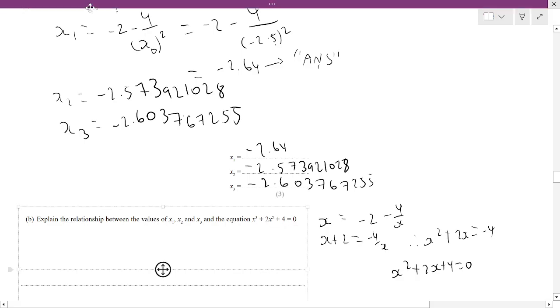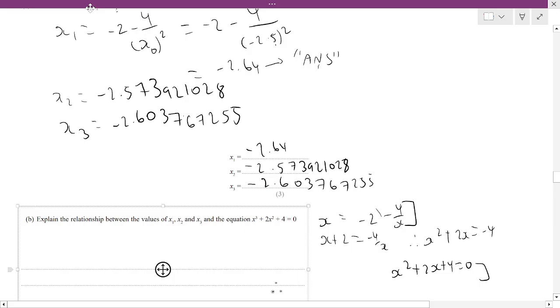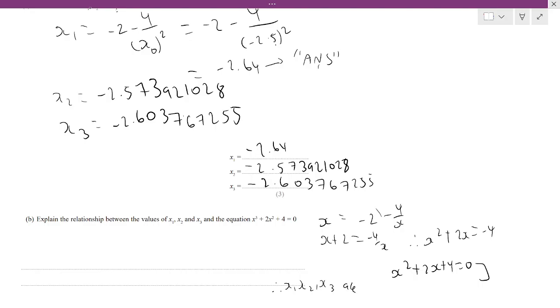So therefore, what this iteration is doing is showing a root, a solution to this equation here. But because this equation is the same as this, because we've just rearranged it, the solution to this is going to be the solution to this cubic polynomial here as well. So therefore, x1, x2, x3, are approximate solutions.